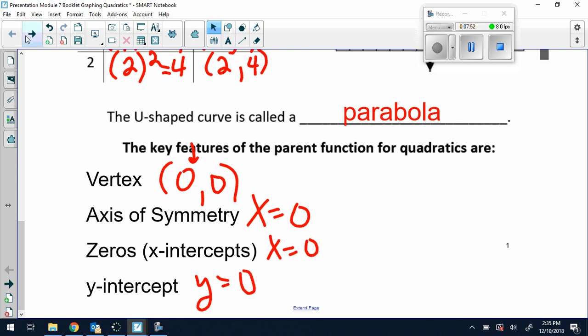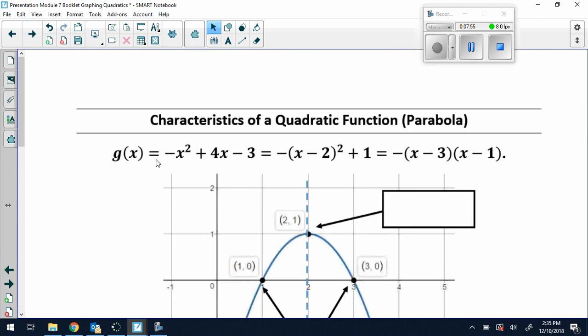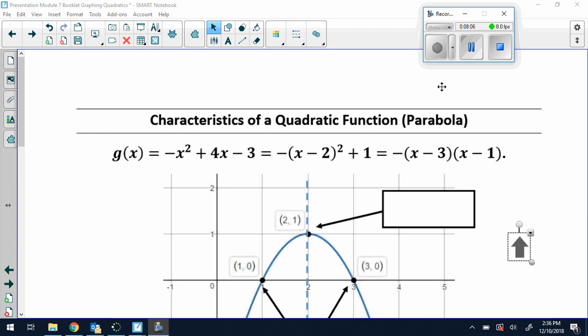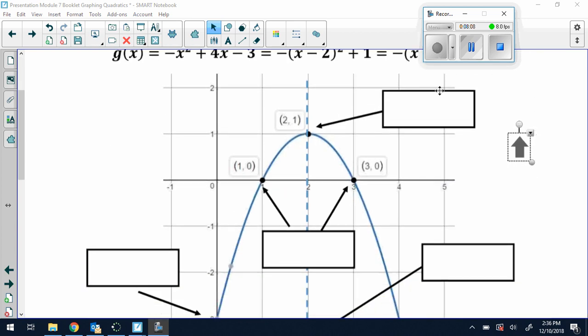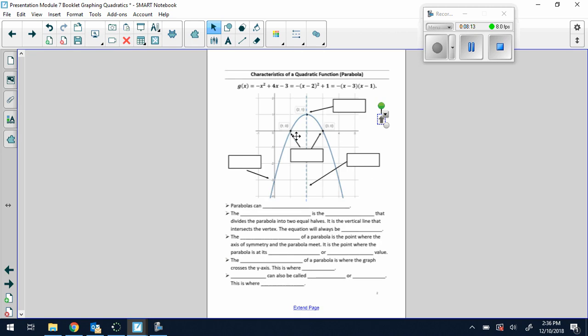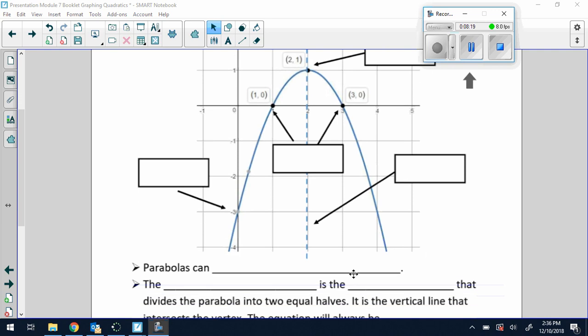Now let's formally define some of these things. So I'm looking at this parabola. Don't worry about this stuff. We're going to talk about all of that later. But let's look at our graph. So we're going to do some definitions here. Hopefully you'll be able to see somewhat. All right, so first of all, parabolas can either open up or open down. You'll notice that this one opens down. See what I mean by that? Our parent function opened up. This one opens down.